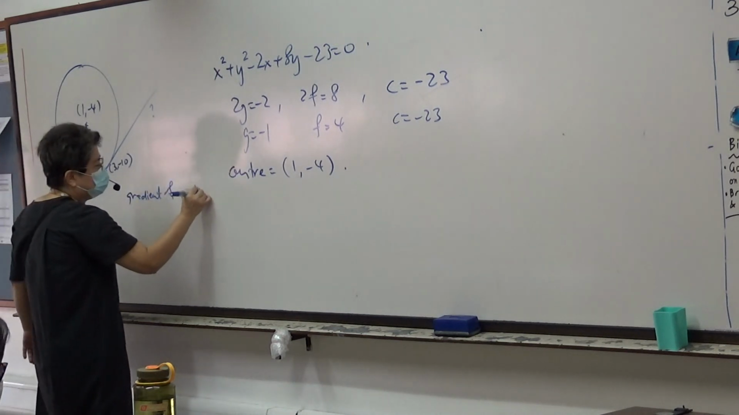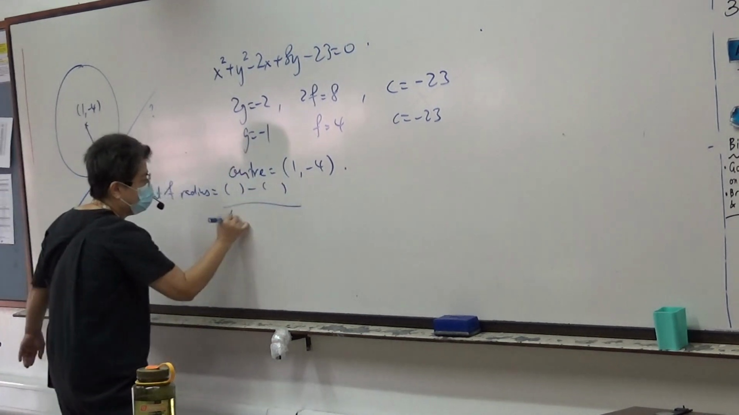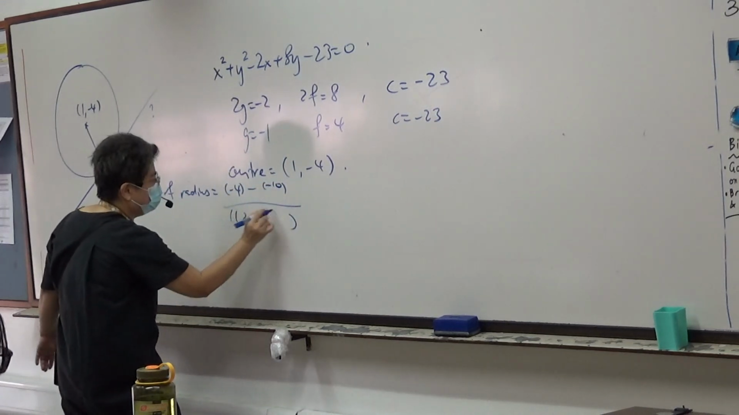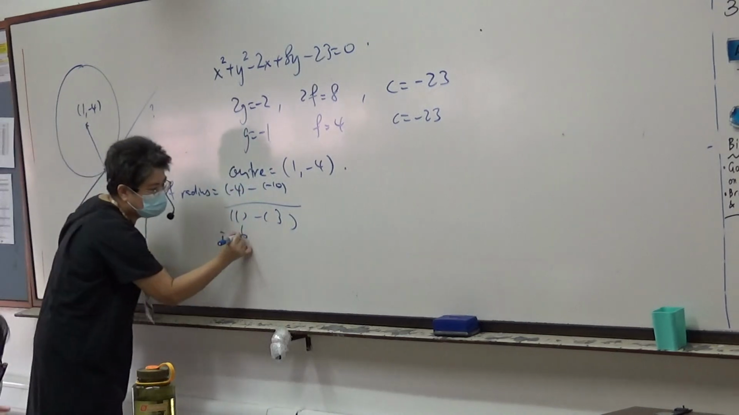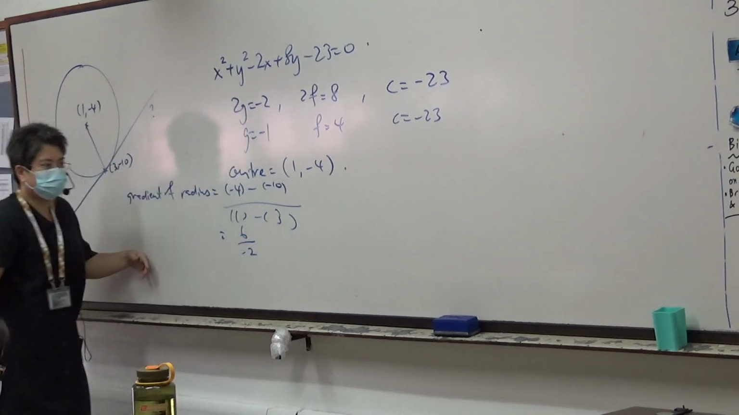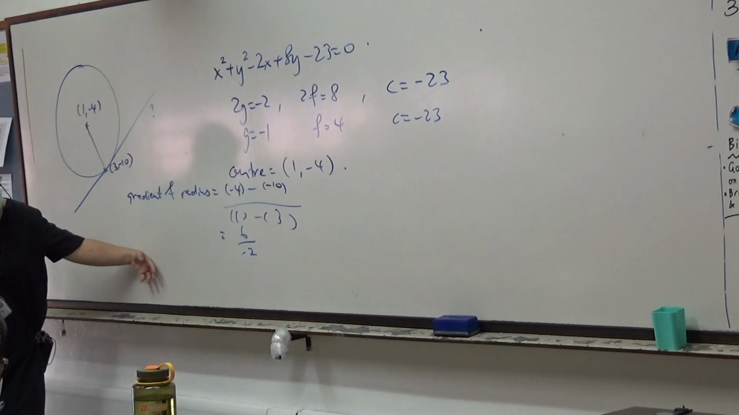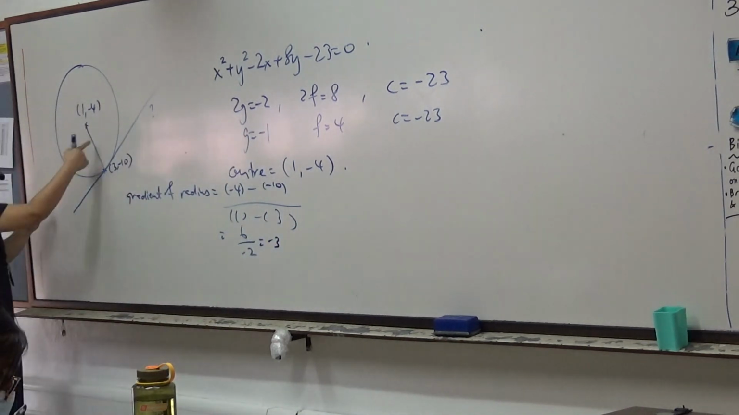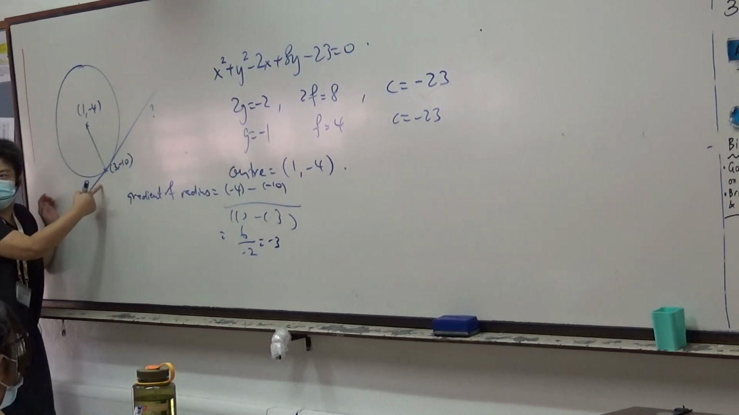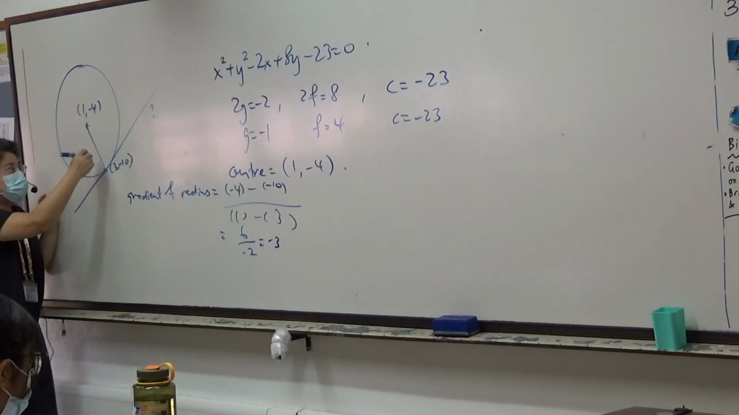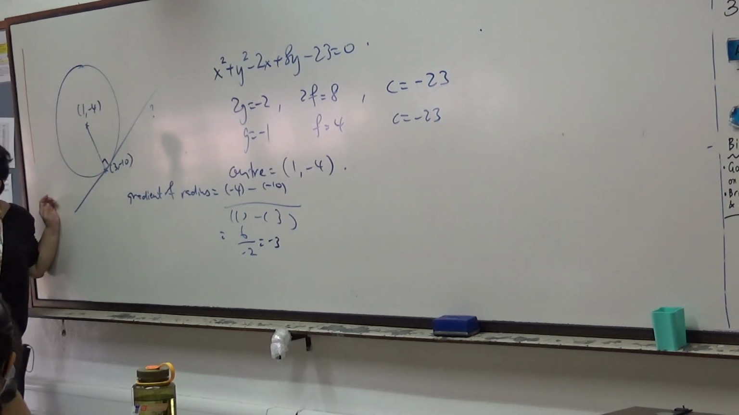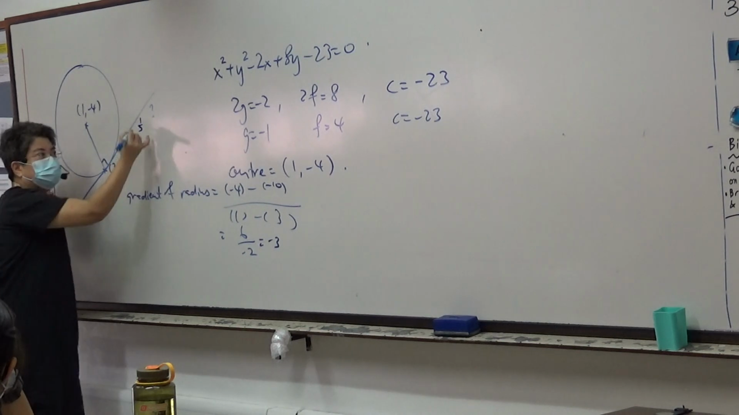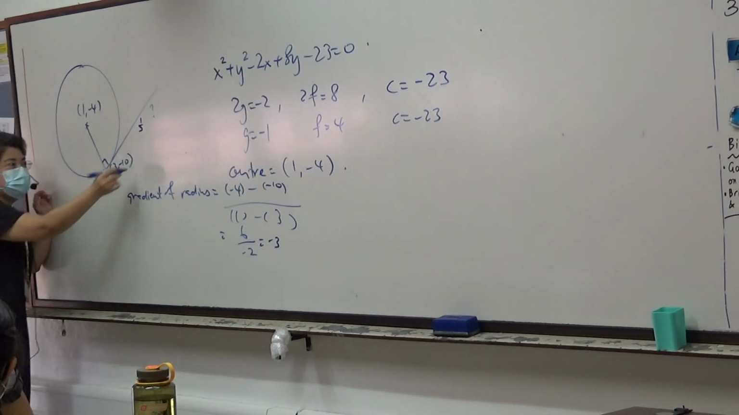So, gradient of radius will be (-4 - -10) over (1 - 3). This one will give me 6 over -2. Is it correct? Please double check for me. So it's -3, right? So if this is a -3 gradient, what is this gradient? Remember tangent perpendicular radius? So what is this gradient? Do you agree that it's 1/3? The gradient is 1/3. And it passed through this point, no?